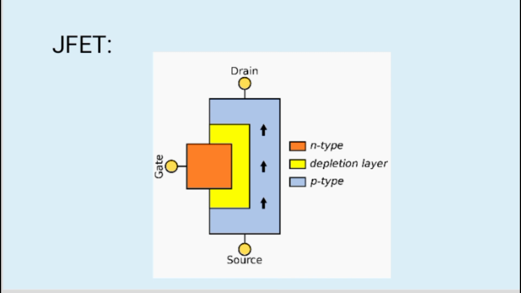The gate of a JFET is formed by a third terminal that is connected to the p-n junction. When the gate voltage is negative with respect to the source, a depletion region is formed around the junction, which acts as a barrier to the flow of current through the channel. By varying the gate voltage, the width of the depletion region can be changed, which in turn controls the resistance of the channel and the amount of current flowing through it.